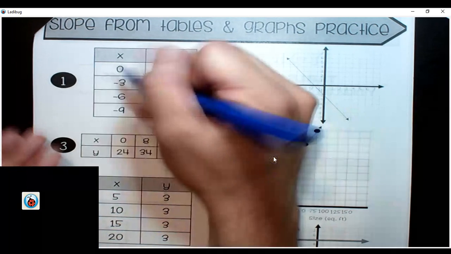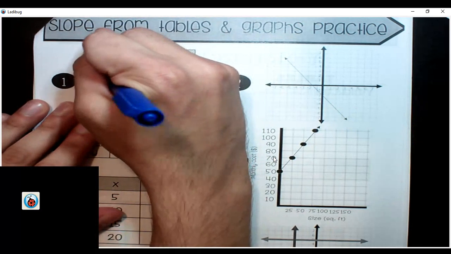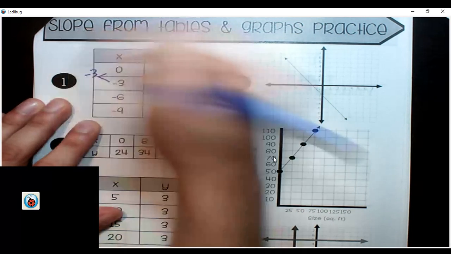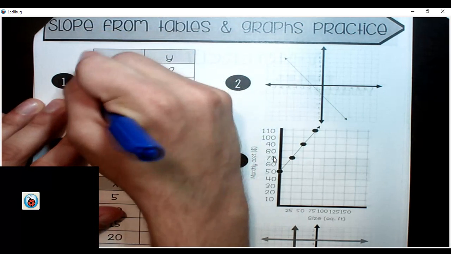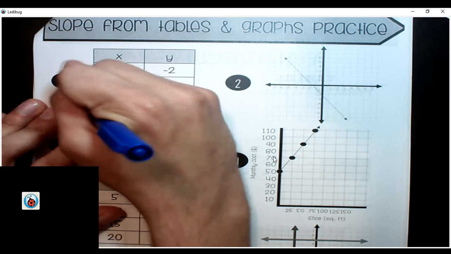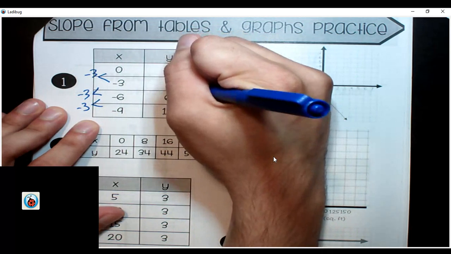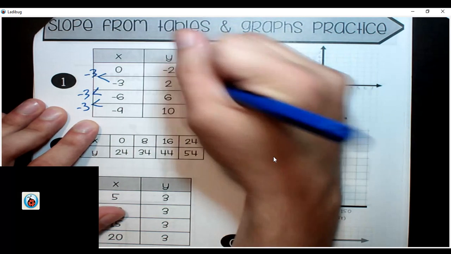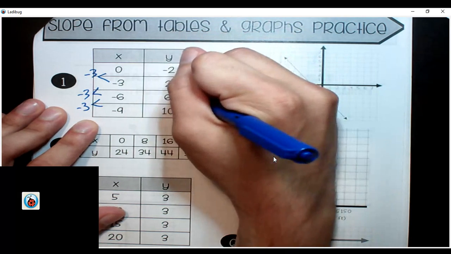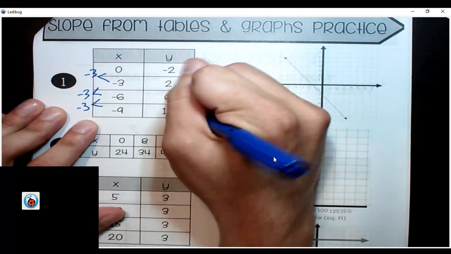So we get 0 to -3, which is -3. 3 to -6, -3, -3. Okay, we have that trend. -2 to 2, you're adding 4. 2 to 6, adding 4. 6 to 10, adding 4.